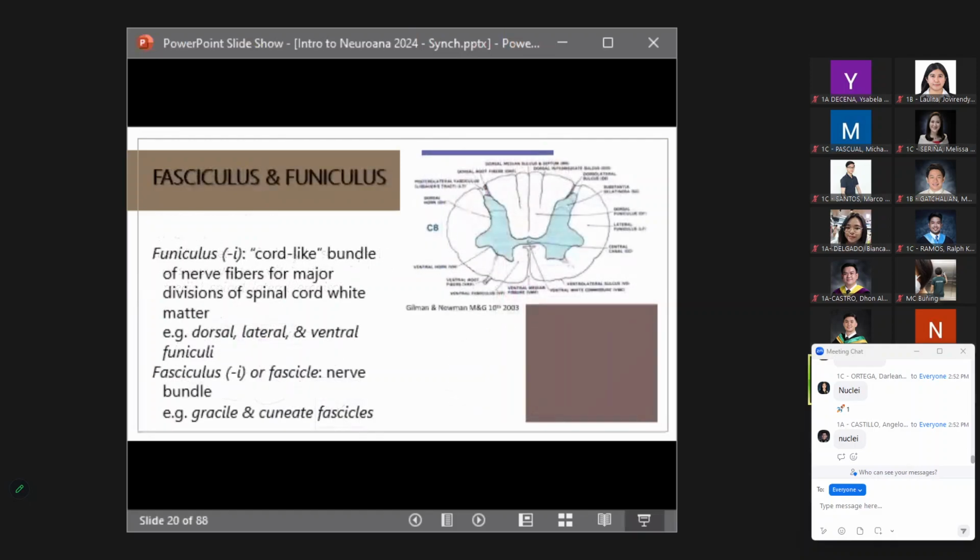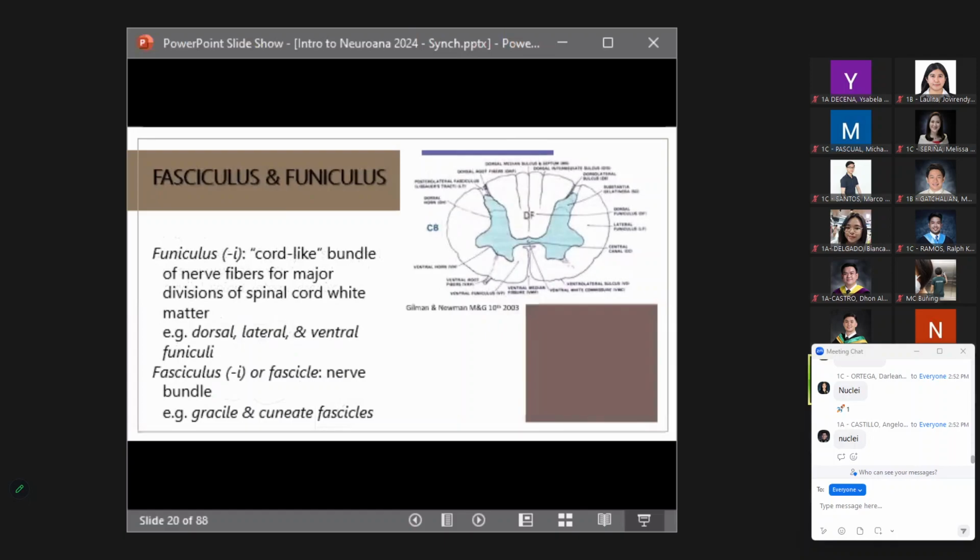Now, fasciculus and funiculi are terms used for parts of the spinal cord. Since we're here, let's look at the organization of the spinal cord. The white matter of the spinal cord is arranged into pairs of funiculi, meaning cord-like bundles of fibers, where some of the fiber tracts are located.